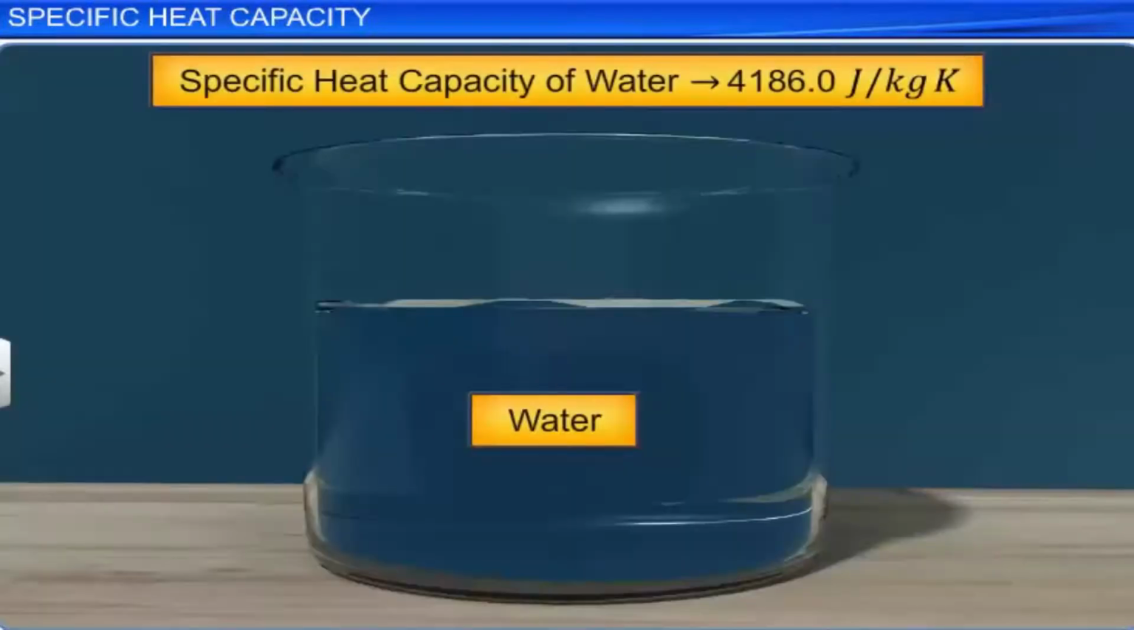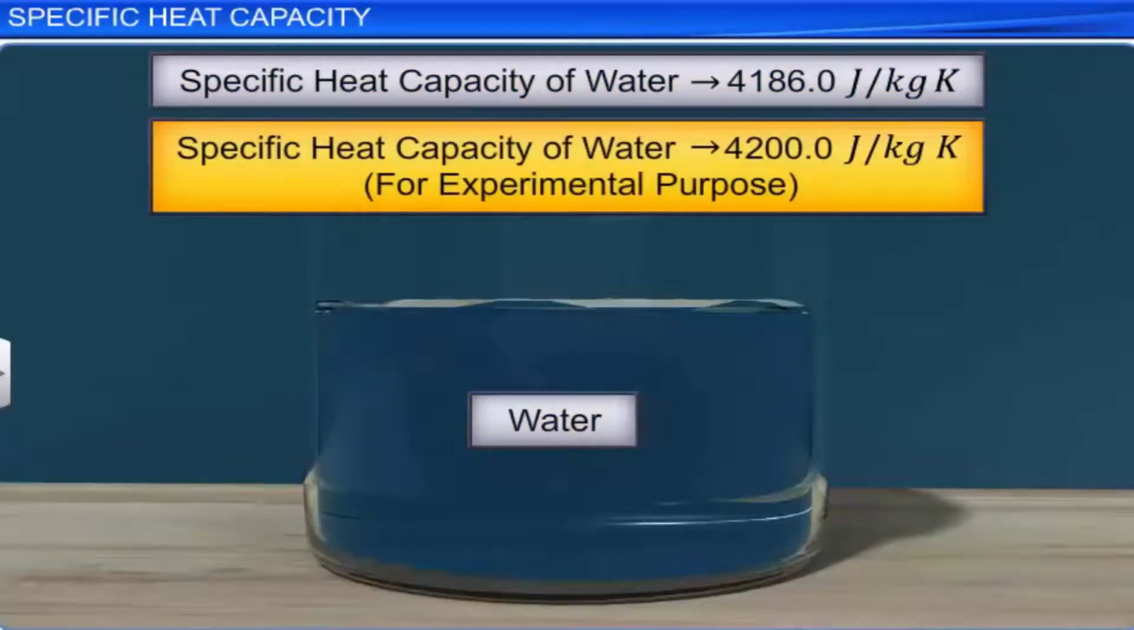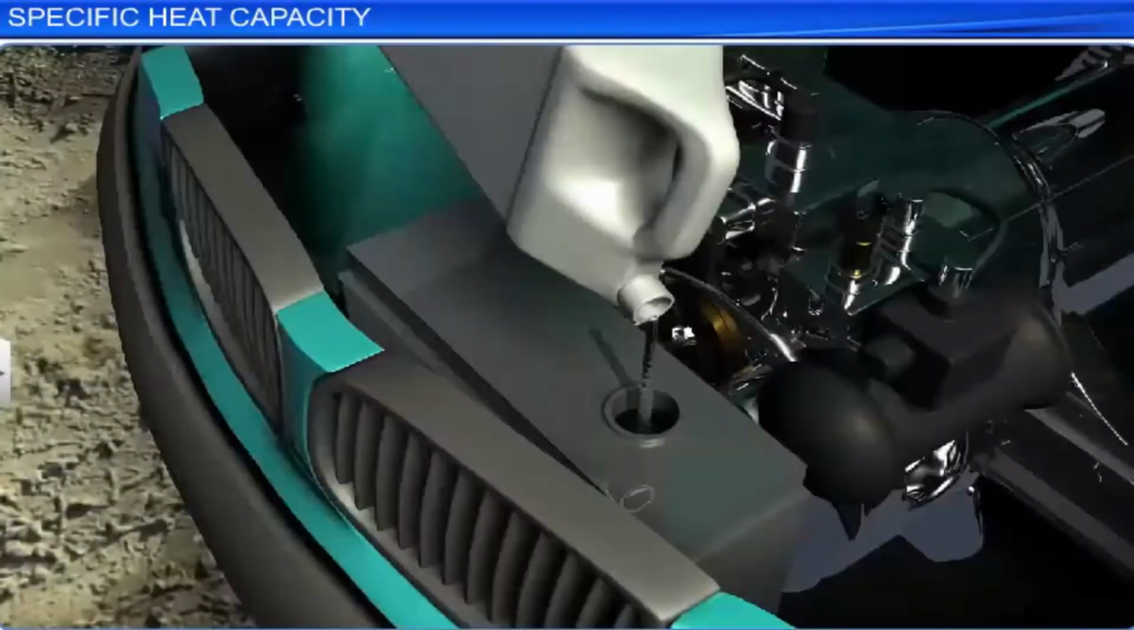The specific heat capacity of water is 4,186 joules per kilogram Kelvin. For practical purposes, we can take the value to be 4,200 joules per kilogram Kelvin. Water is used as a coolant in automobile radiators because of its very high specific heat capacity.